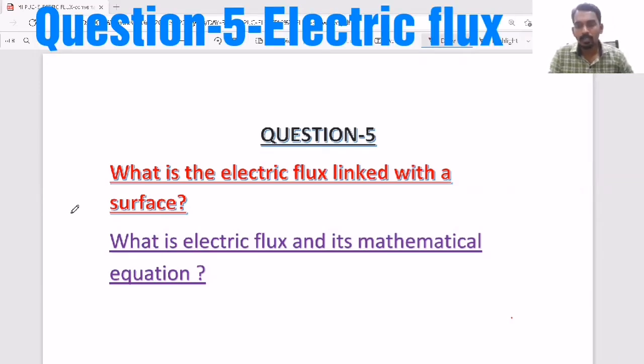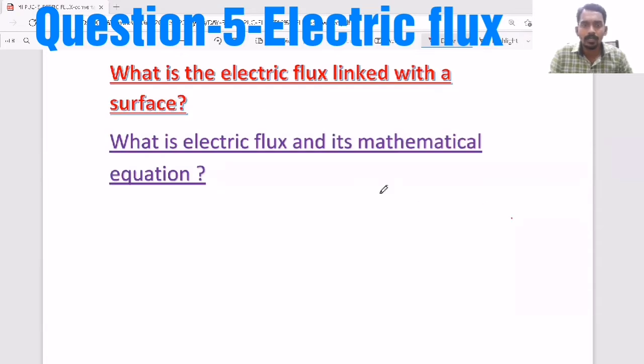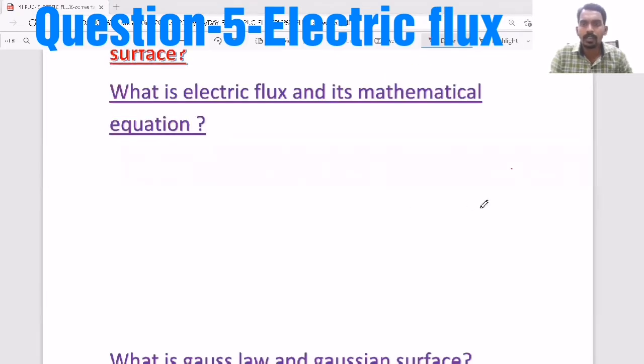Now we are going to discuss question 5, that is a second PUC topic related to electric flux. Here the very first thing we have to understand is what electric flux is and what kind of questions they will ask. The very first thing is what is electric flux and its mathematical equation.